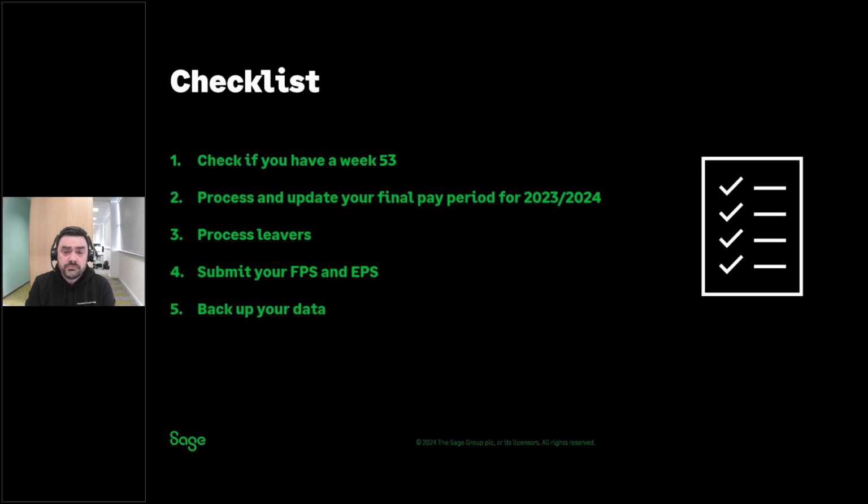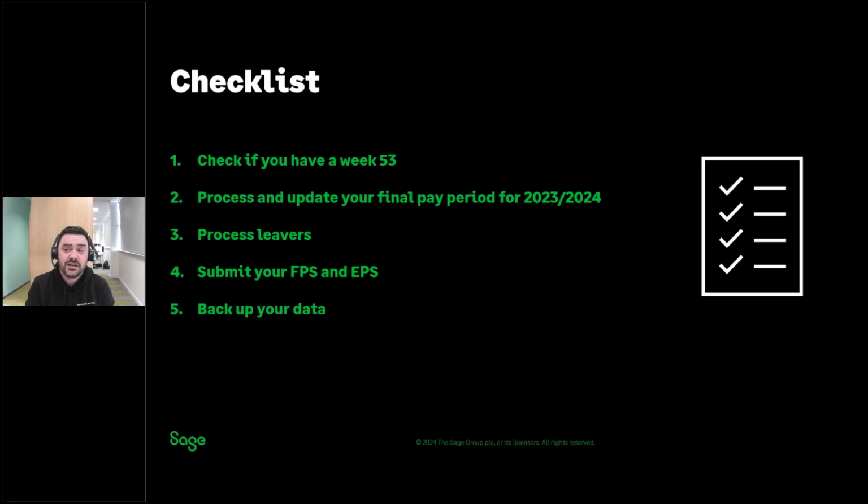Now, step number 1 when approaching year end is to check if you will have what's known as a week 53. Now, this step only applies to weekly, fortnightly, or 4-weekly pay frequencies. So if you're on a monthly payroll, you can go straight on to step 2. If you are weekly, fortnightly, or 4-weekly, I'll show you how to check in just a few moments.